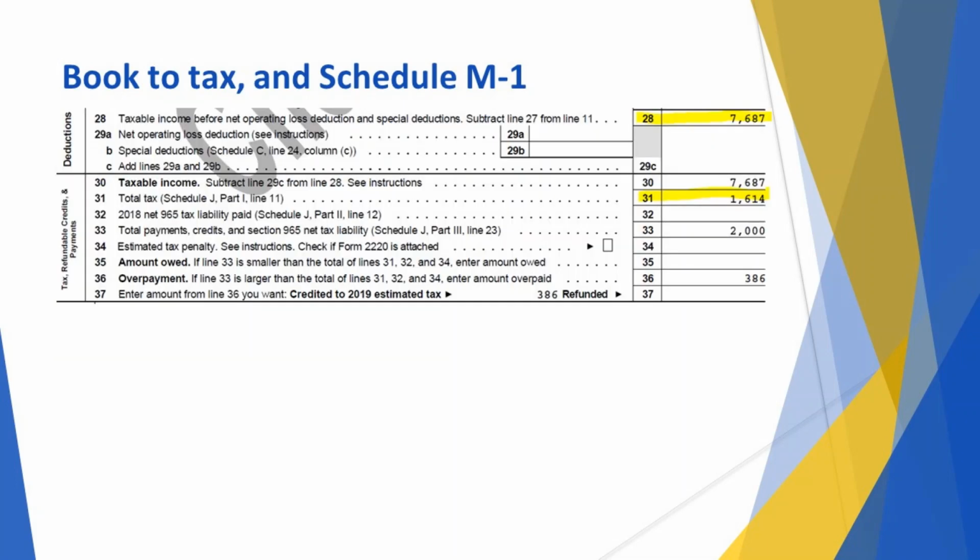Here is our first page of our 1120. Line 28 is taxable income. That number includes the $377 in state tax. Line 31 is our federal tax due. My client paid $2,000 in estimated payments, which results in a refund of $386.